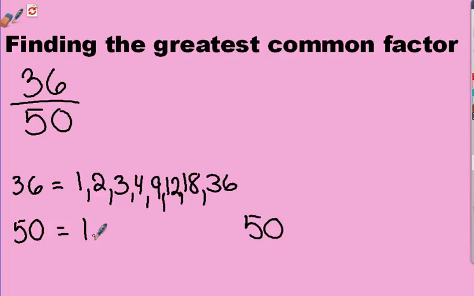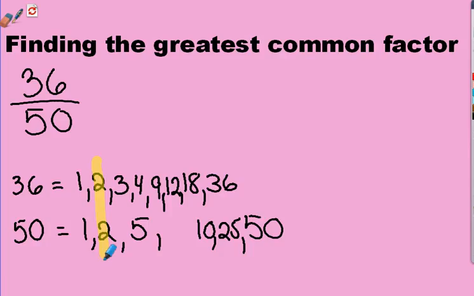2 and 25. 3 is not a factor. 4 is not a factor. 5 is a factor. 5 and 10. 6 is not a factor, neither 7, 8, or 9. So this is how many we have. Let's see if we can find common factors. Let's see, 2 is a common factor. That looks like our only common factor.